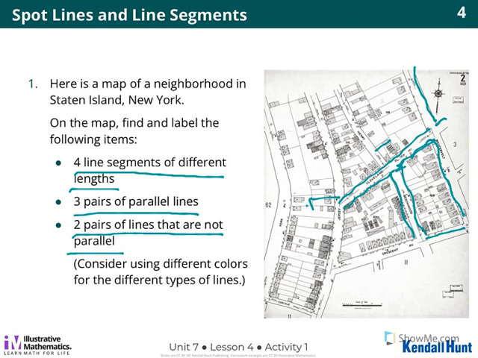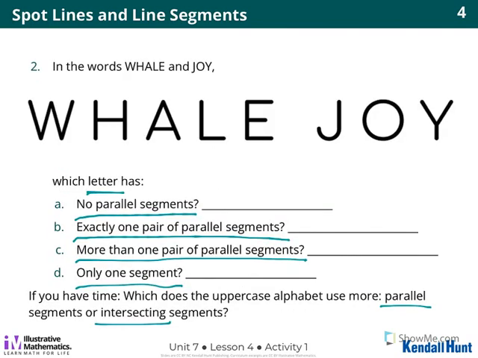All right. Now we're going to take a look at number 2, which we kind of just went over. But yeah, let's let some kids write up here. So we're looking at whale and joy. Which letter has no parallel segments? All right, Riker.